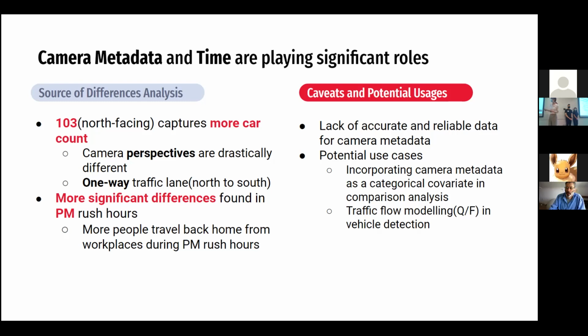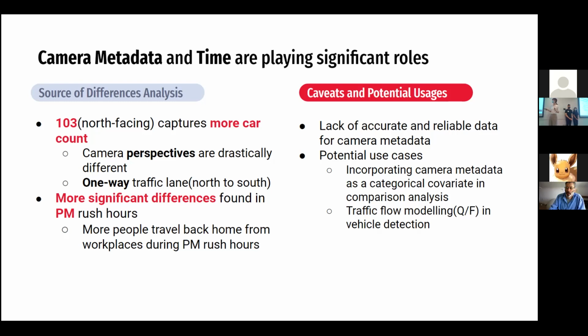And the second, more significant differences were found in the PM rush hours. This could be explained by there being more people traveling back home from workplaces during the PM rush hours.